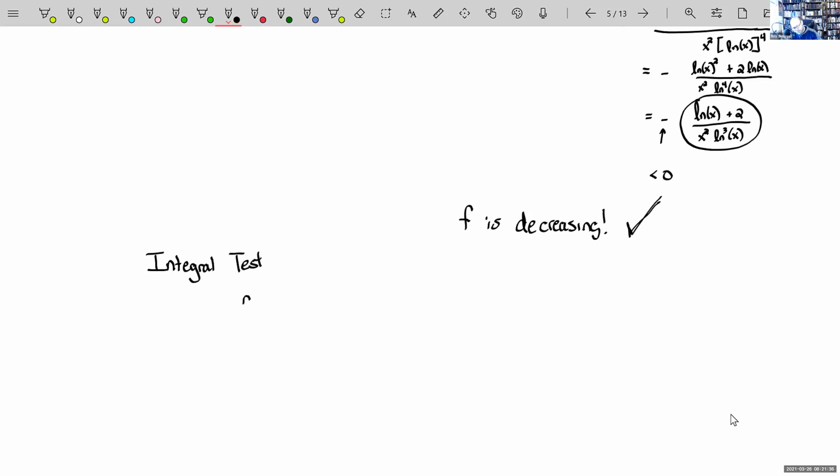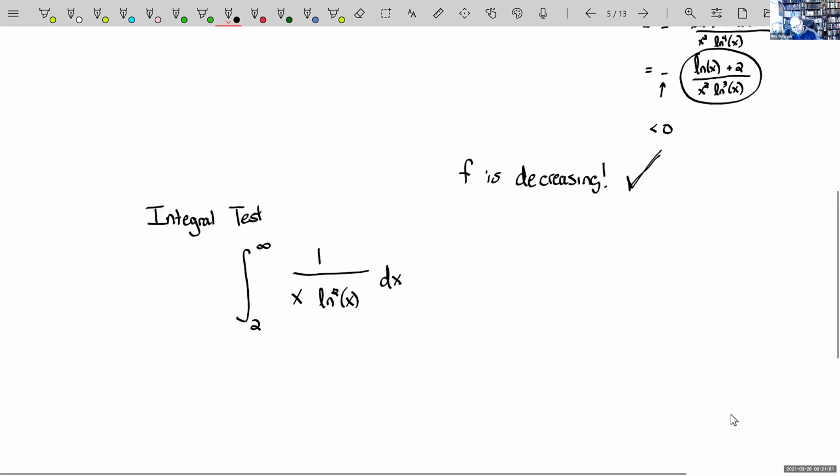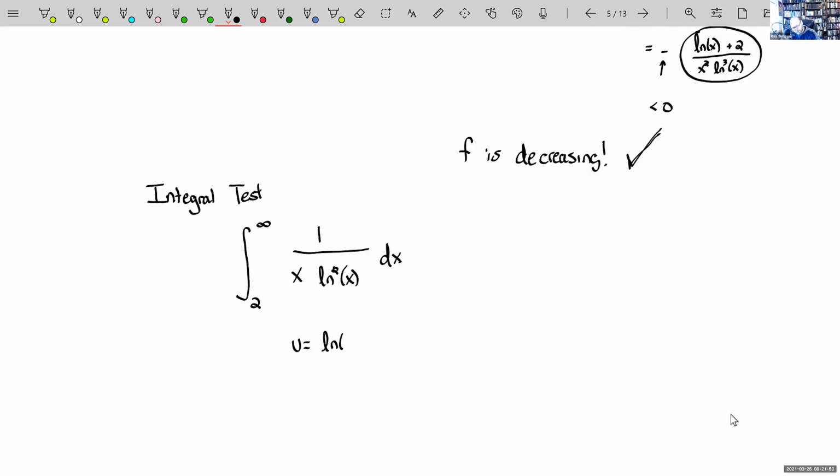We'll take the integral from 2 to infinity, because that's what our summation was going from 2 to infinity, of 1 over x times the natural log squared of x dx. And I'll just do a u sub from the get-go. Let u equal natural log of x, so that du steals away a 1 over x dx. If you do that, the integral will actually go from, let's see, when x is 2, we have u is going to be the natural log of 2. And when x runs off to infinity, well, u runs off to infinity as well.